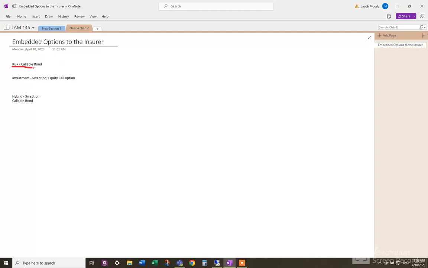Honestly, I don't see how a callable bond is technically an option. It's more of an asset in my opinion, but we're just going to go with it because that's what they talk about in the reading. So what it's basically saying is, with the risk products like your term product, or if the policyholder quits paying premiums, you could think about the premiums as like a coupon paying bond.